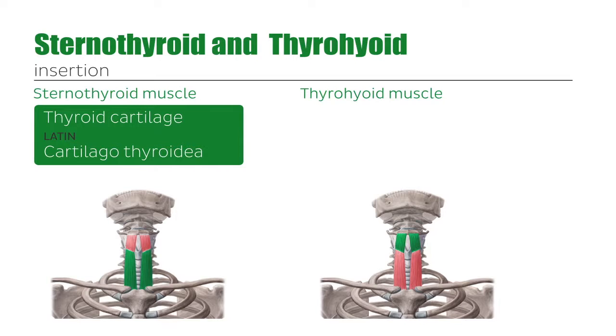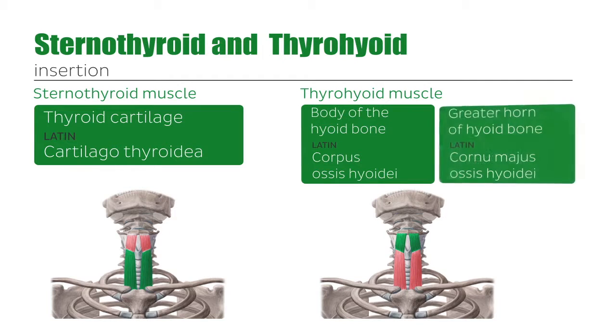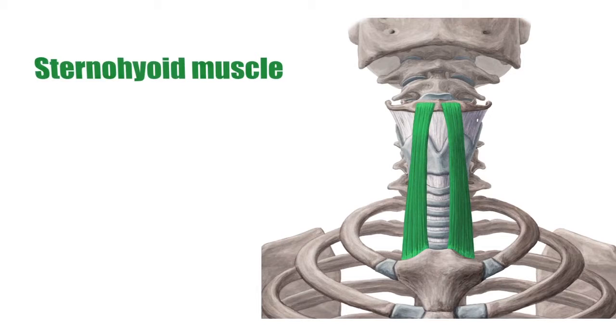The thyrohyoid muscle then runs to the body and also the greater horn of the hyoid bone. And you can clearly see here the insertion point for the sternothyroid muscle and also the insertion point for the thyrohyoid muscle. We're going to move on to the next one on the list that you now see highlighted in green. This is known as the sternohyoid muscle.